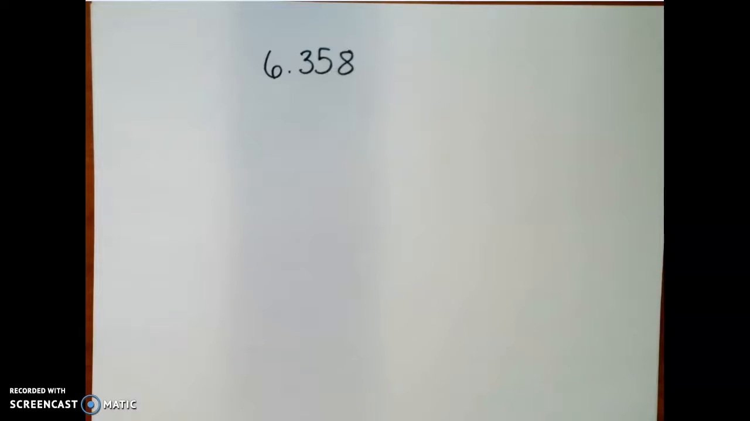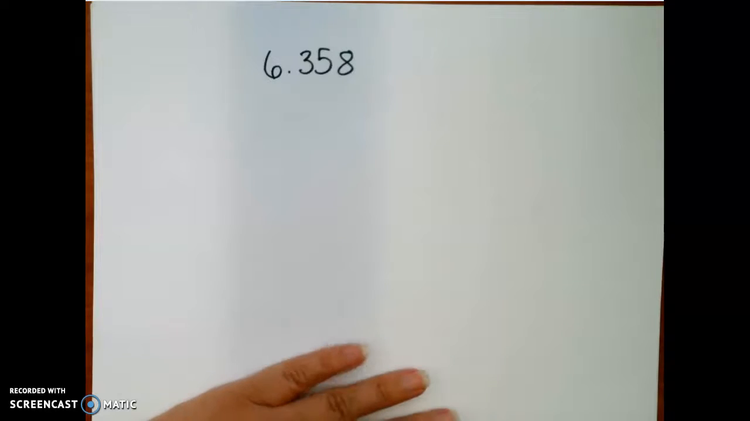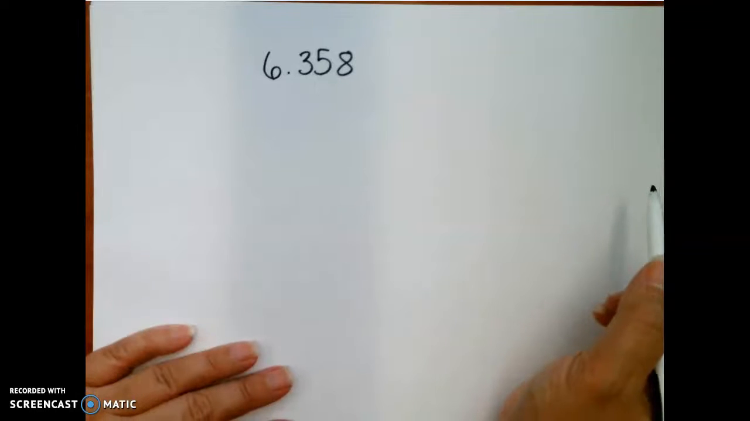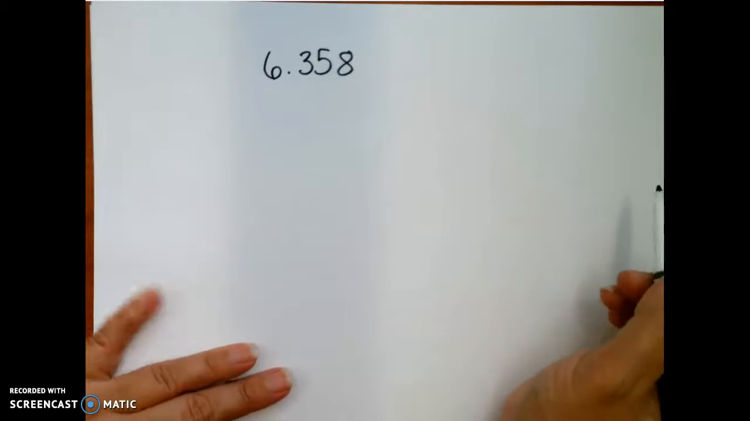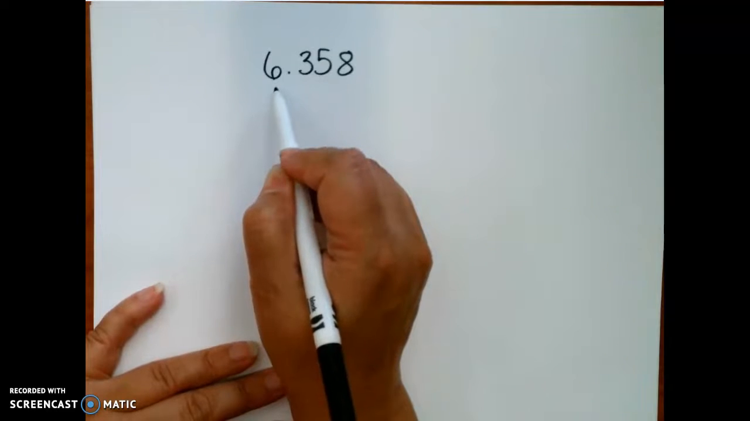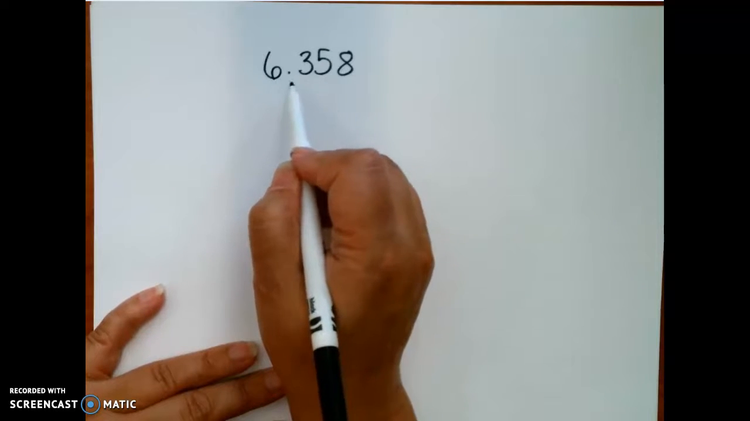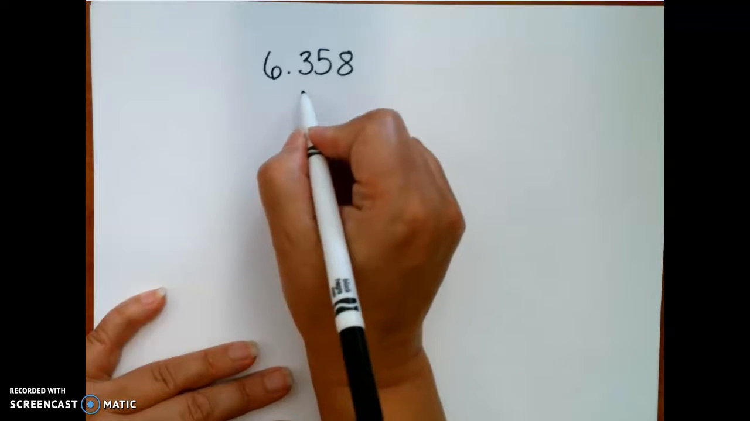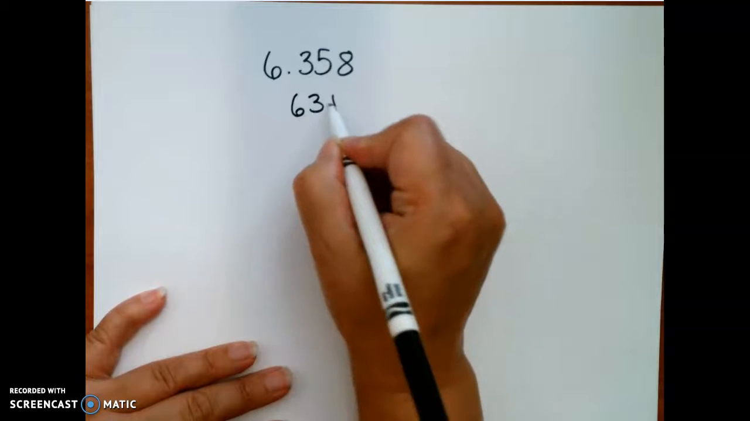We're going to work on decomposing some decimal numbers. So here we have 6 and 358 thousandths. How many tenths are in this number? Now some of you may tell me 3, and you would be partially correct. But how many tenths are in one whole? There are 10 tenths in one whole, and I have 6 wholes. So in 6 and 358 thousandths, I have 63 tenths.